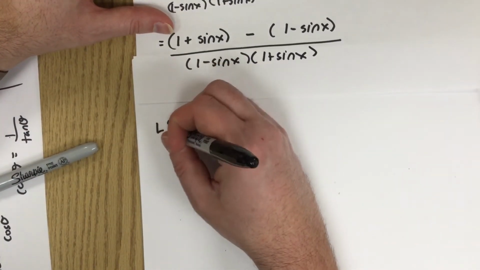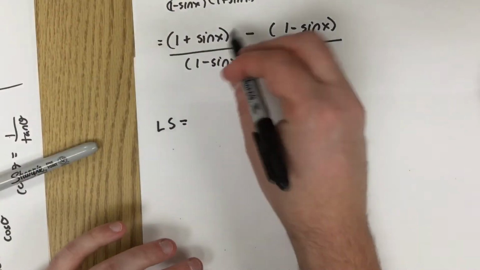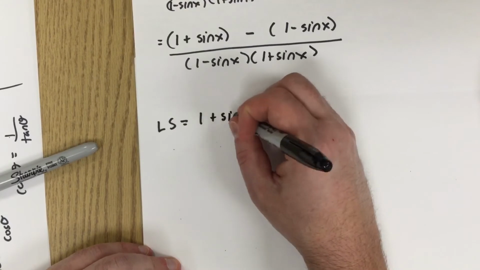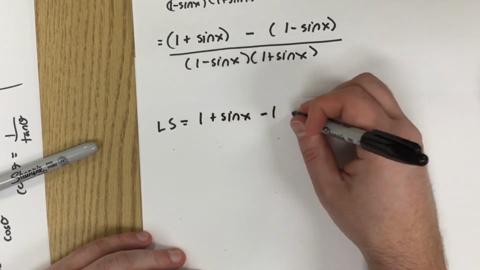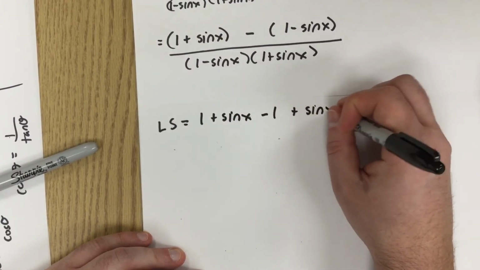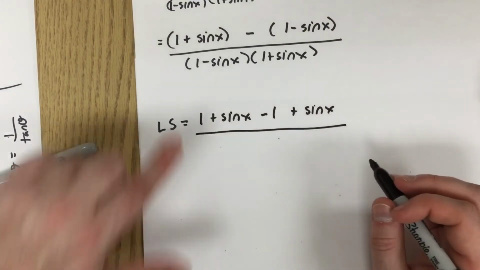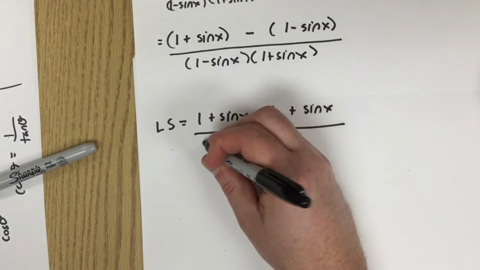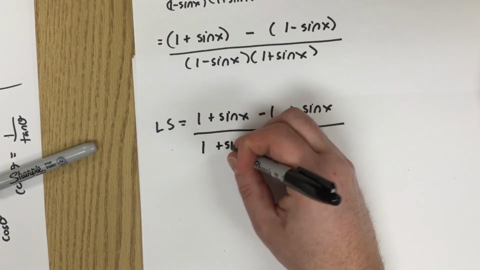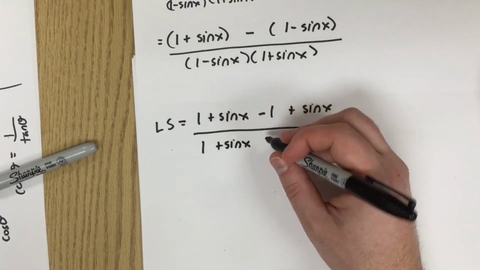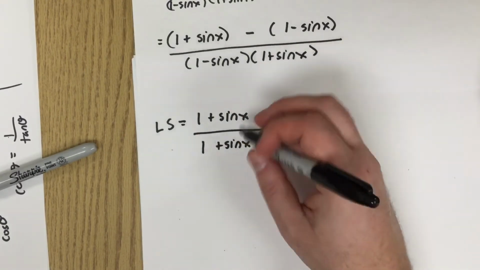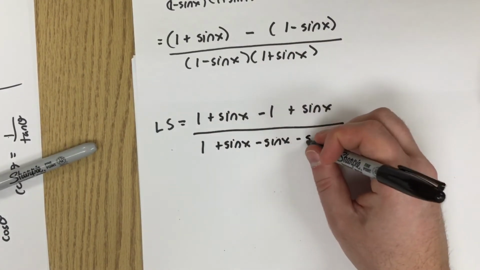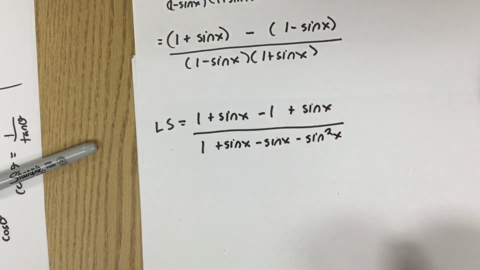So we're still on the left side. We're going to get rid of the brackets on that. And that's going to be 1 plus sine x minus 1 plus sine x. Then on the bottom, we're going to expand it. So we're going to FOIL this thing. So 1 times 1 is 1. 1 times sine is sine. Minus sine times 1 is minus sine. And negative sine times sine is minus sine squared x.